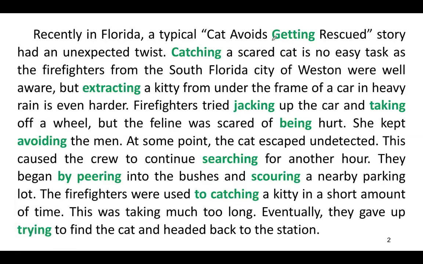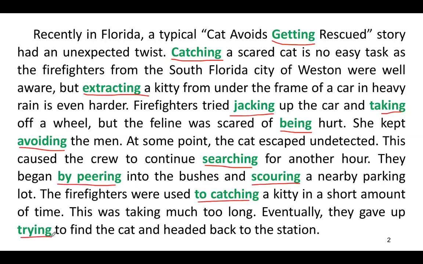Getting rescued, catching a scared cat, extracting a kitty, jacking up, taking off, being hurt, avoiding, searching, peering, scoring, and then catching up, gave up trying.